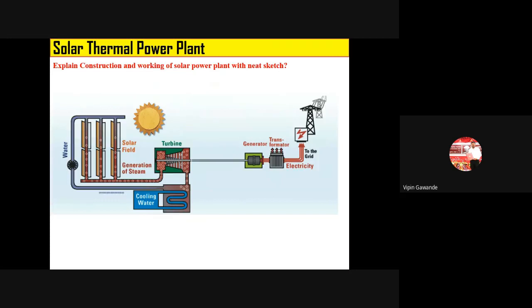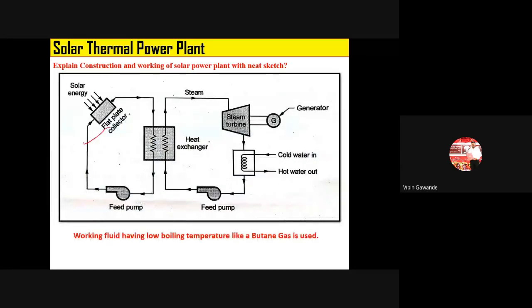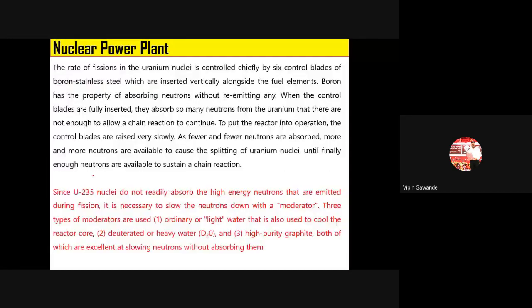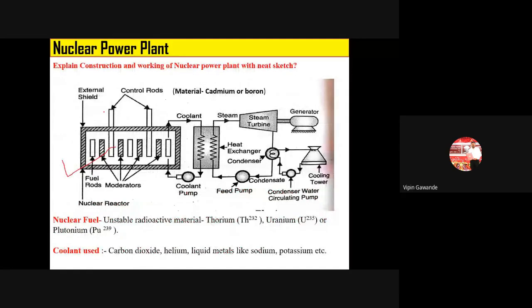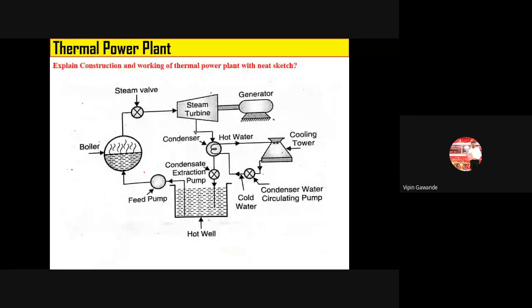So flat plate collector in the solar thermal power plant, nuclear reactor in the case of the nuclear power plant, and here this is the boiler. Just change this boiler into a heat exchanger. What to do with this boiler: convert it into a heat exchanger, and here you attach the nuclear reactor. So it is a nuclear power plant. If you remove this and use a flat plate collector here, then this becomes the solar thermal power plant. So this is the only difference; you have to change the diagram something like this.